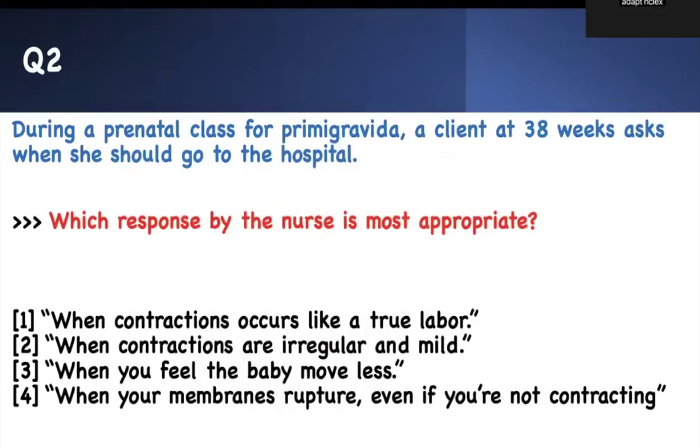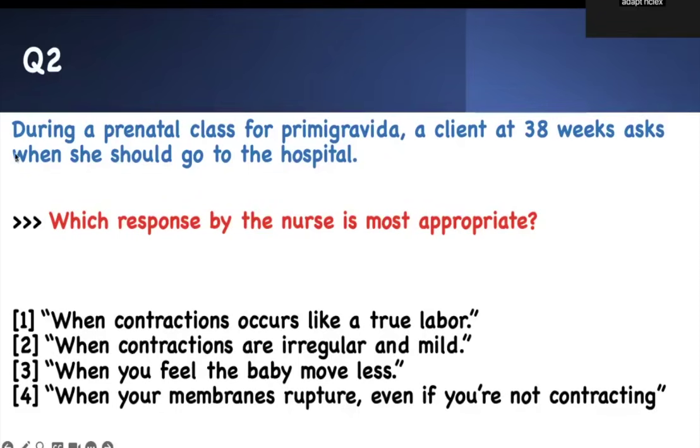Number 2, during a prenatal class for a primigravida. That means first pregnancy. A client at 38 weeks asks when she should go to the hospital. What is the question asking? When is the first time to go to the hospital to know if you're in labor so that you can go deliver if this is your first pregnancy? Which response by the nurse is the most appropriate?